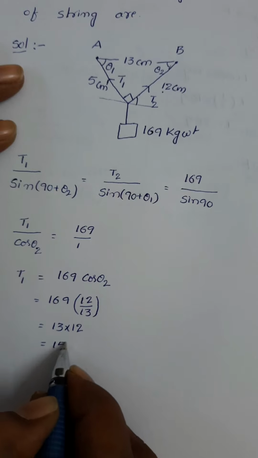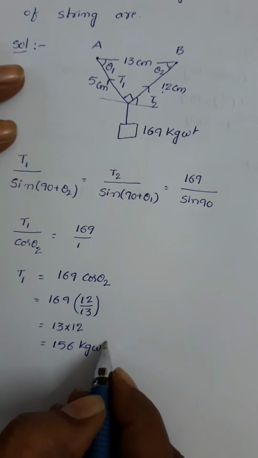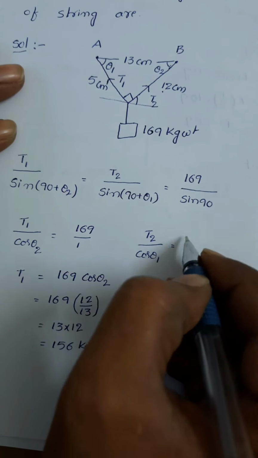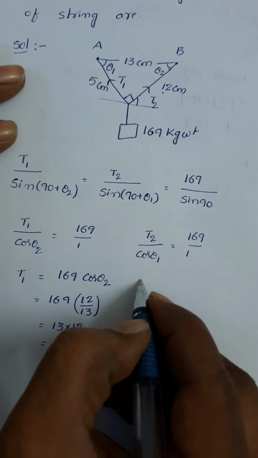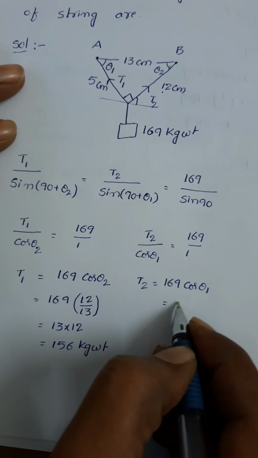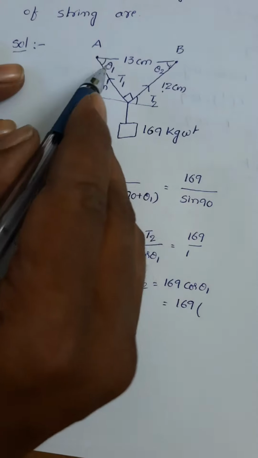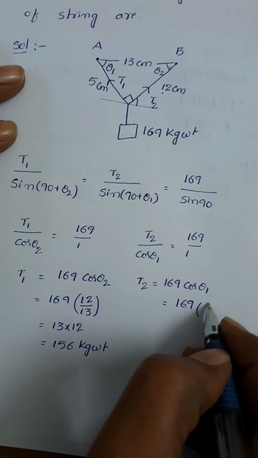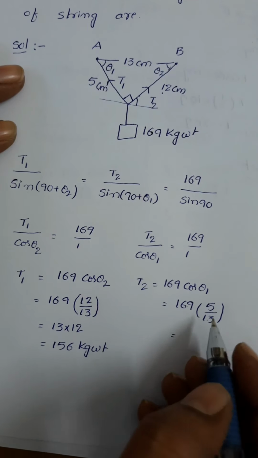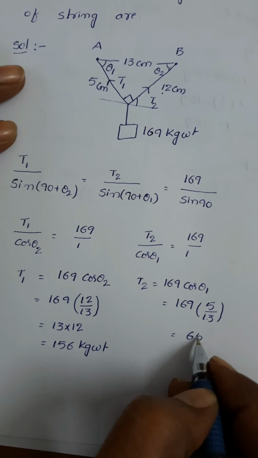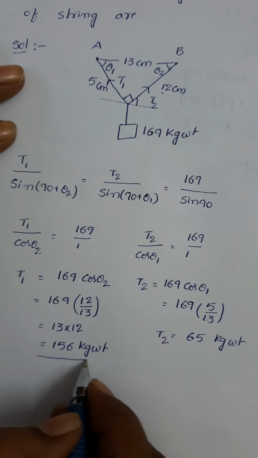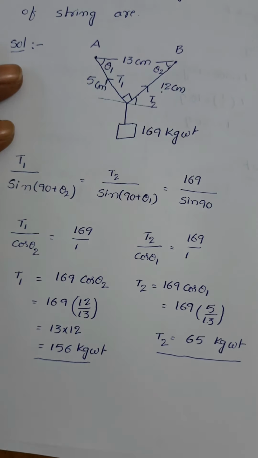So it is equal to 156 kg weight. In the same manner, T2 divided by cos theta 1 is equal to 169 divided by 1. From this, T2 is equal to 169 cos theta 1. But we know cos theta 1 is equal to adjacent side by hypotenuse. Here 5 is the adjacent side, hypotenuse is 13, so 5 by 13. It cancels out 13 times. 13 into 5 is equal to 65 kg weight. So T1 is equal to 156 kg weight, T2 is equal to 65 kg weight.